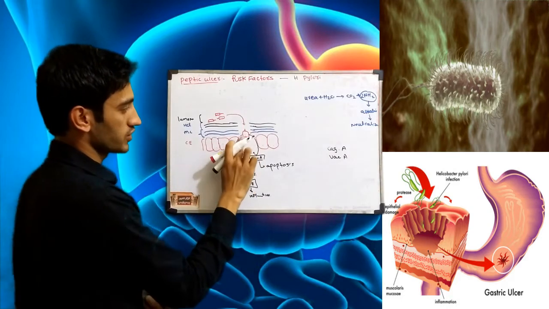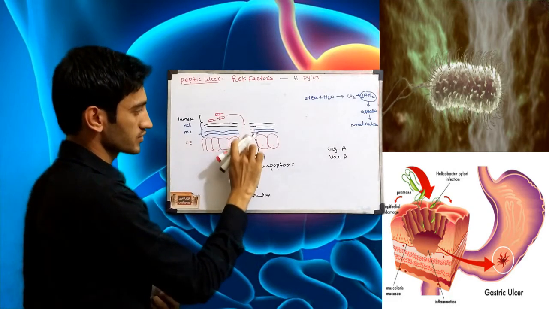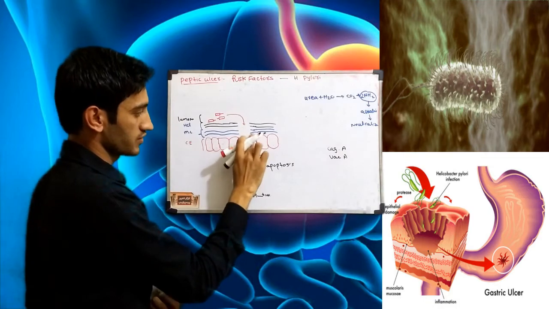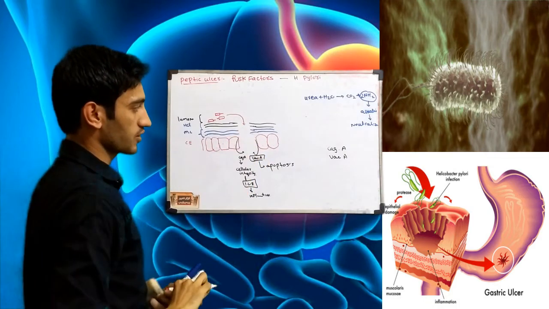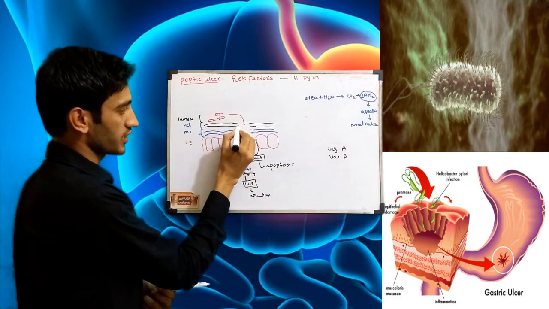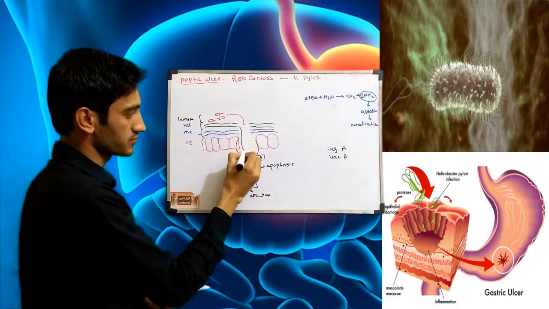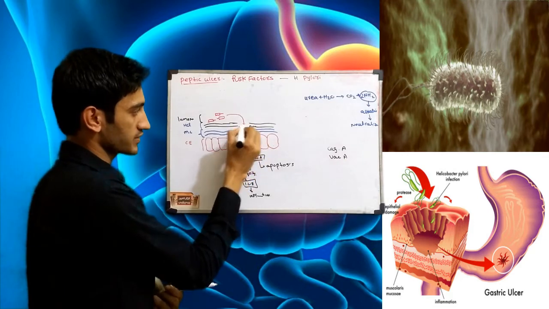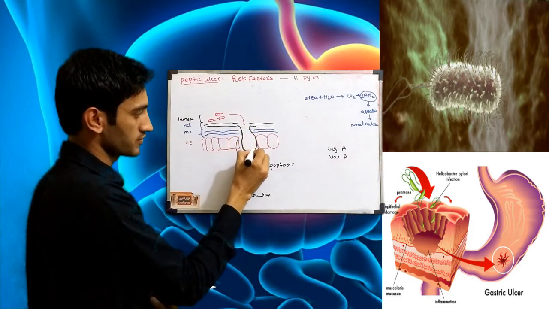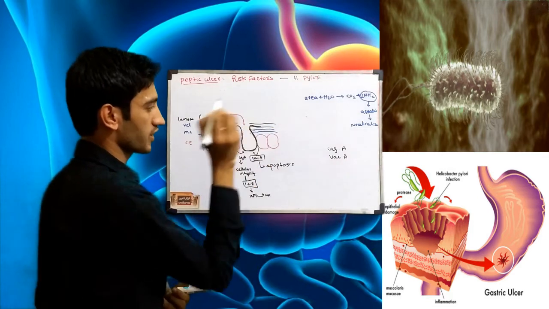So now let's suppose the gap is formed, the HCl layer, the acidic layer will have access down to form the ulcer.